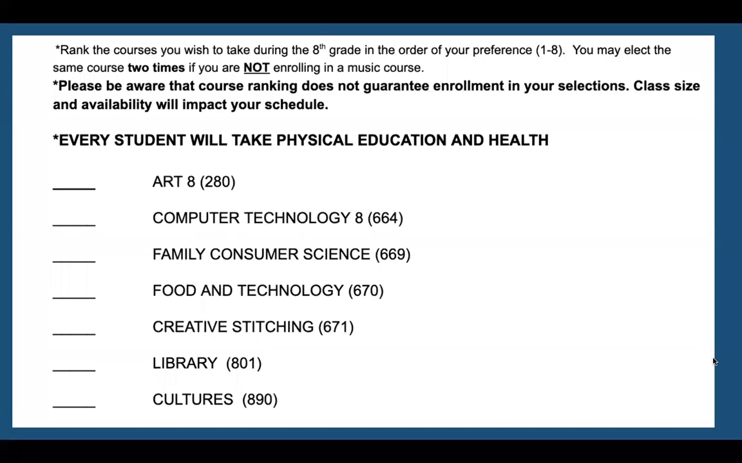So here, rank the courses you wish to take in eighth grade in your preference. It says 1 through 8, but you can rank something 2 times if it very much interests you. Please be aware that course ranking does not guarantee enrollment in your selections. Class size and availability will impact your schedule. For example, if 200 students sign up for creative stitching, we don't have that many sewing machines, so we can't accommodate everybody. So we are going to make sure it's fair and balanced and you still get something that you want to take. And again, every student will take physical education and health.